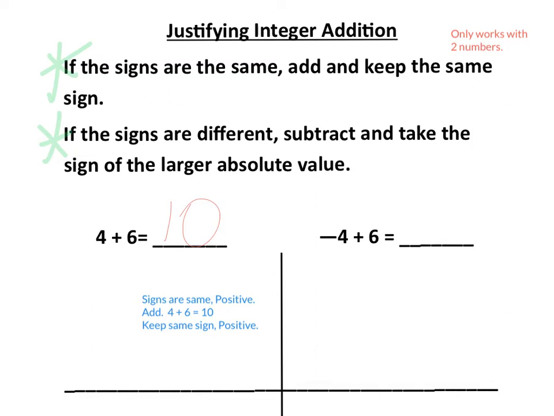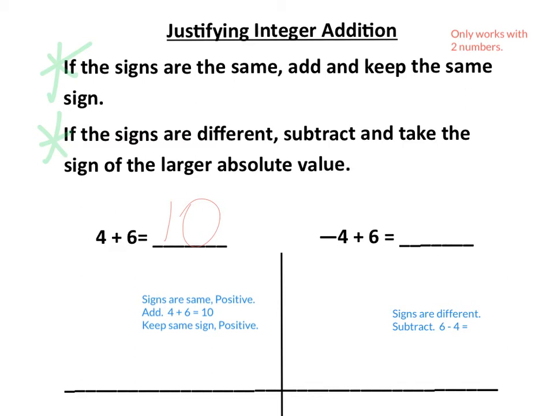Let's take a look at the second one. We have -4 plus 6. So we note that in this case, the signs are different. That's a big deal. The first one, the signs are the same. It was super easy. This one, the signs are different. So we note that if the signs are different, we have to subtract. When we subtract, we want to do subtraction with the larger number first. So we say 6 minus 4.